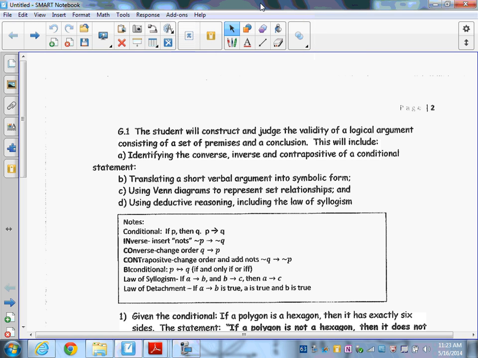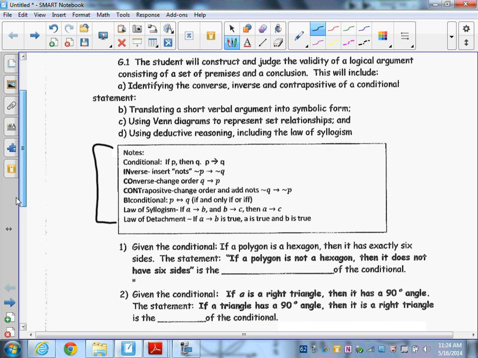In the following videos, I'm going to help you get started on your workbook. The first section we have is logical arguments. This will be pages 2 through 4 in your workbook. And this is some really good stuff right here. This is the summary of everything you need to know in terms of conditional, converse, inverse, contrapositive, biconditional, law of syllogism, and law of detachment.